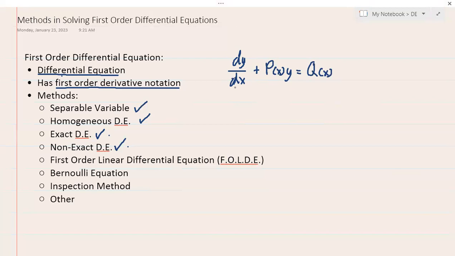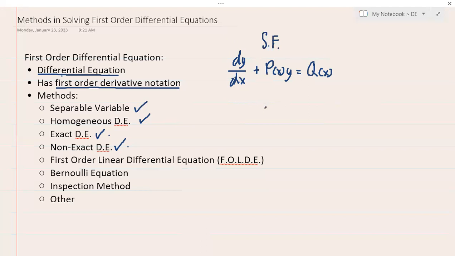Okay? Dapat ganito talaga itsura niya. Okay? Dapat yan talaga itsura ng first order linear differential equation because this is the standard form ng isang first order differential equation. So what are the examples, yung mga first order differential equation? First order linear differential equation pala.